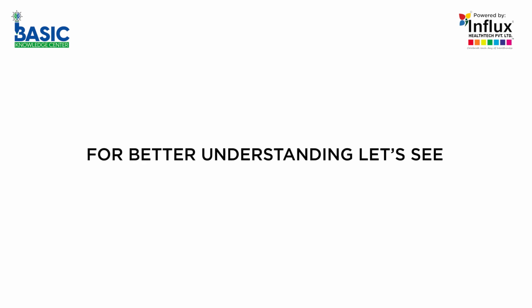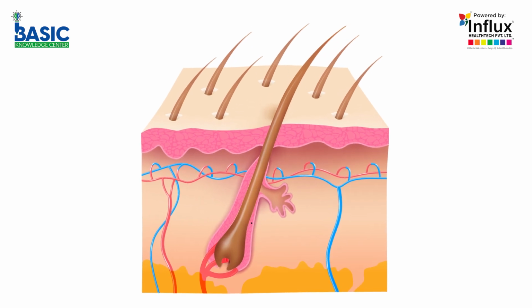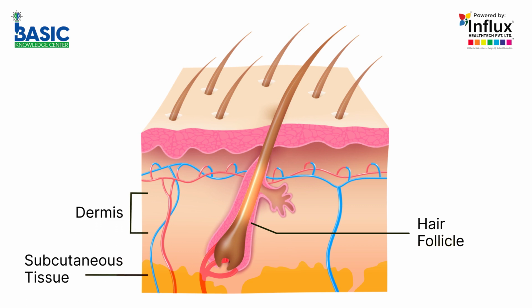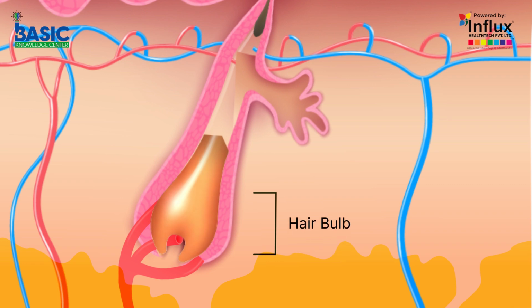For a better understanding, let's see a diagram of the structure of hair. The hair follicle is responsible for hair growth and is situated in the skin at the dermis and subcutaneous tissue. At the bottom of the hair follicles is the hair bulb, which contains active hair-growing cells made up of proteins. Small blood vessels in the skin give the roots nutrients which allow the hair to grow.